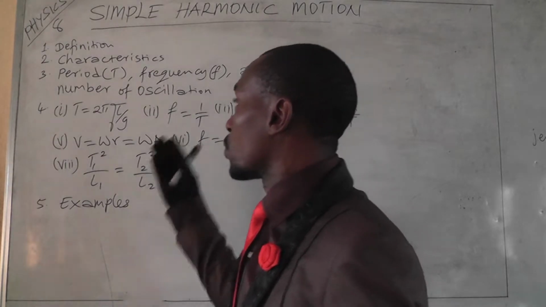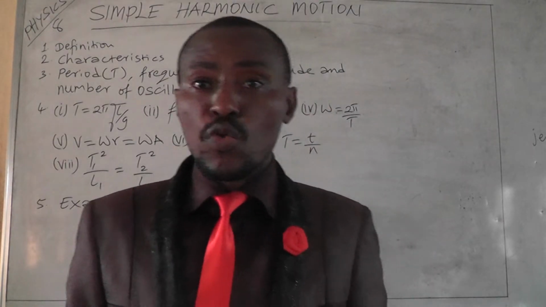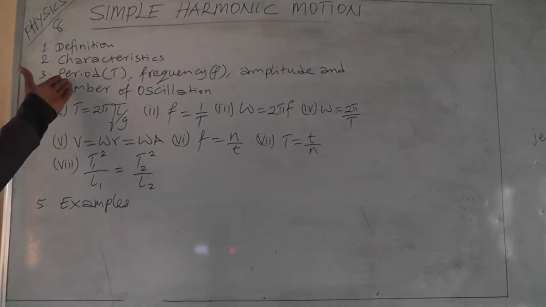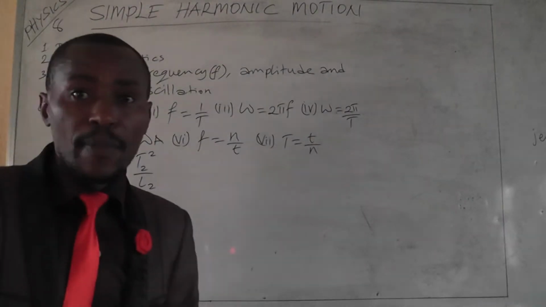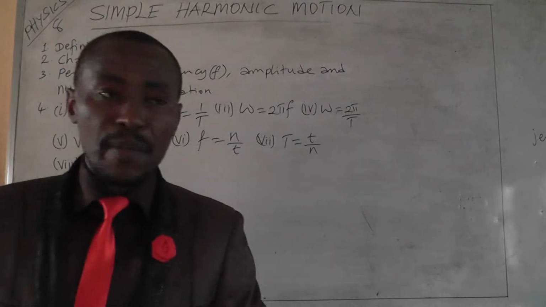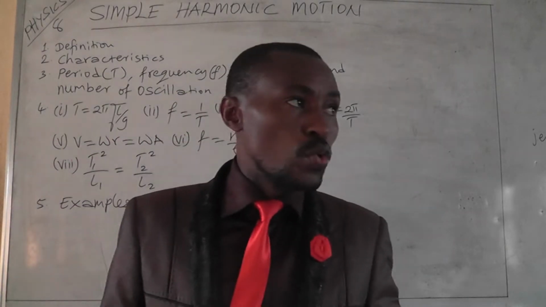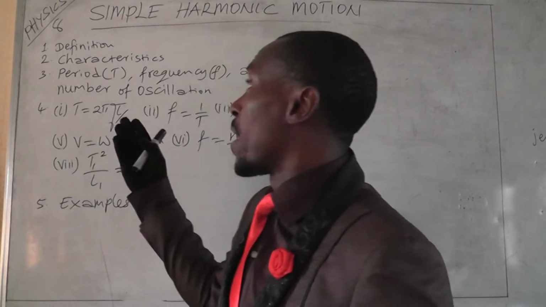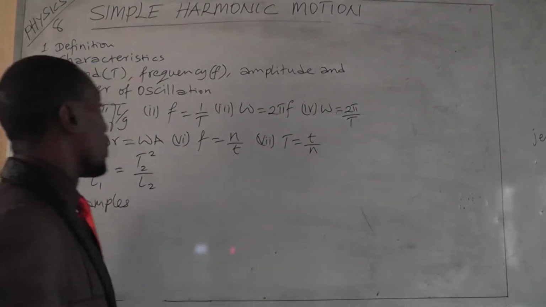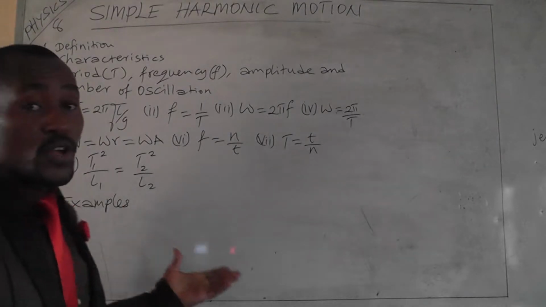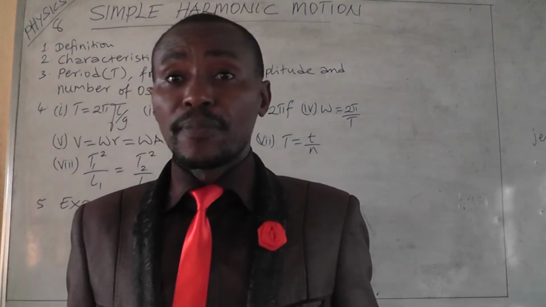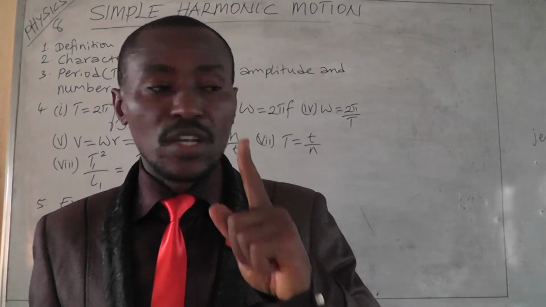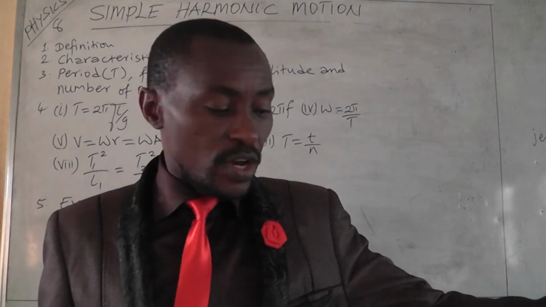Very quickly, I'd like us to look at some familiar terms you will meet in simple harmonic motion. The first one is period, denoted using capital letter T. I promised that I'm going to define period and amplitude in this tutorial 8. Now, what is period? Period is the time taken to complete one oscillation.